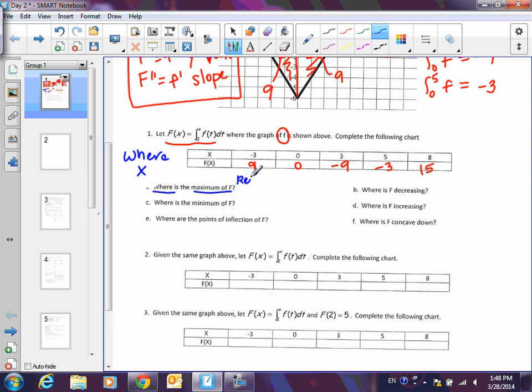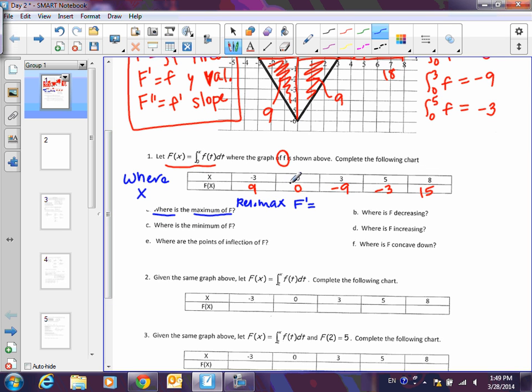There's going to be a relative maximum of F when big F prime, which is the same as little f up here, does what? You have a relative max. You think about it like a hill. When you're going up and going down, so positive to negative. And this is all shorthand here. This said justify your answer. We probably want to write it out a lot neater than this, all right?